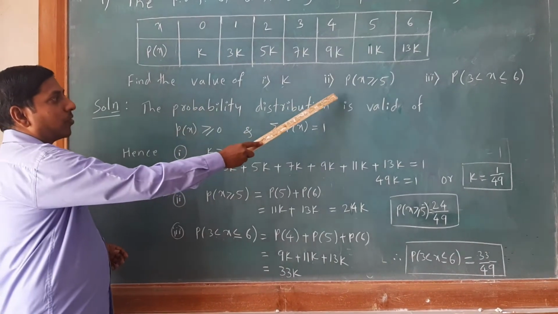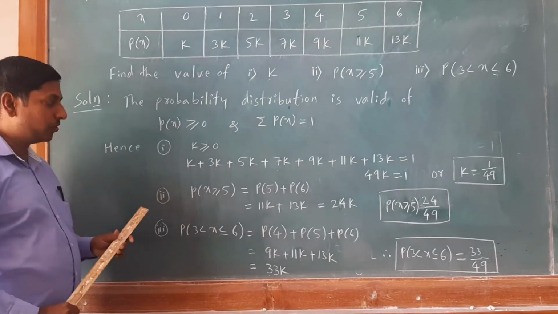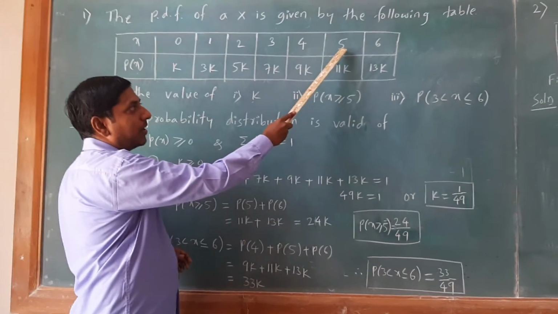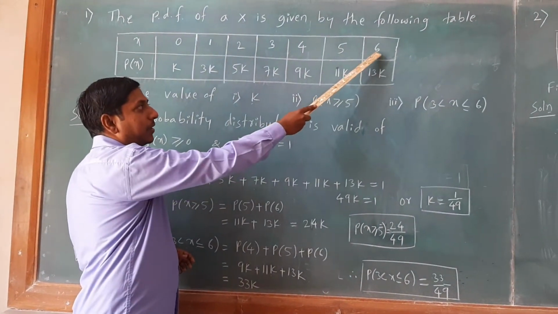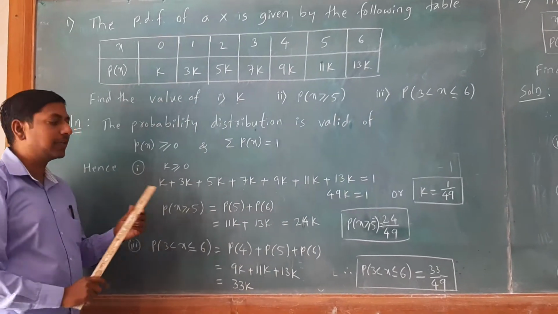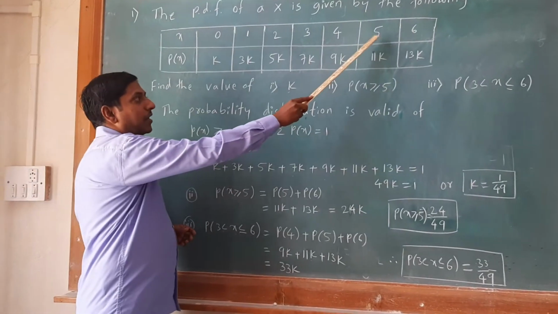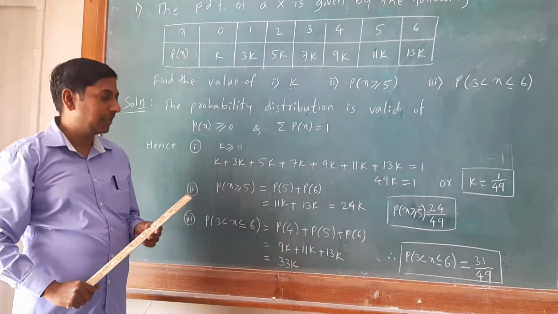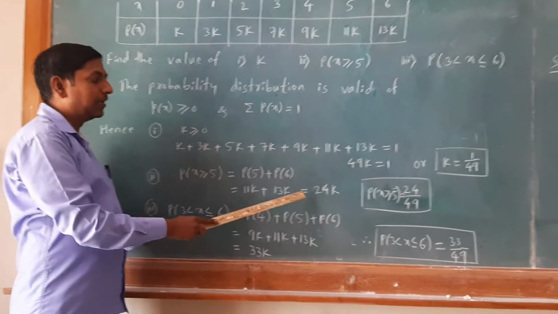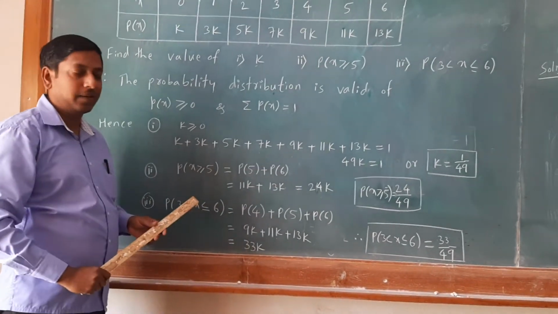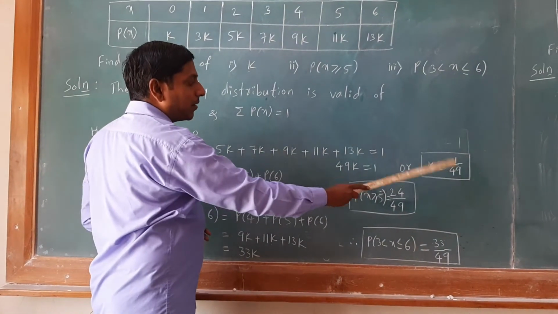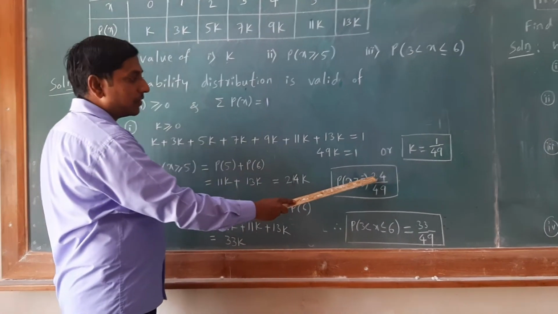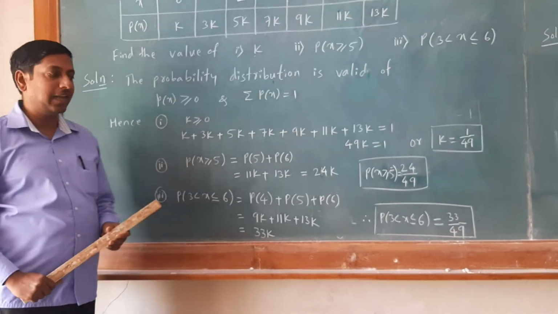Then the second one is the probability of x greater than or equal to 5. So x value greater than or equal to 5 means there are only two values in the table, p of 5 and p of 6. So these two values are greater than or equal to 5. For p of 5 we use 11k, and for p of 6 we use 13k. So 11k plus 13k is equal to 24k, and our k value is 1 divided by 49. Therefore the probability of x greater than or equal to 5 is 24 divided by 49.